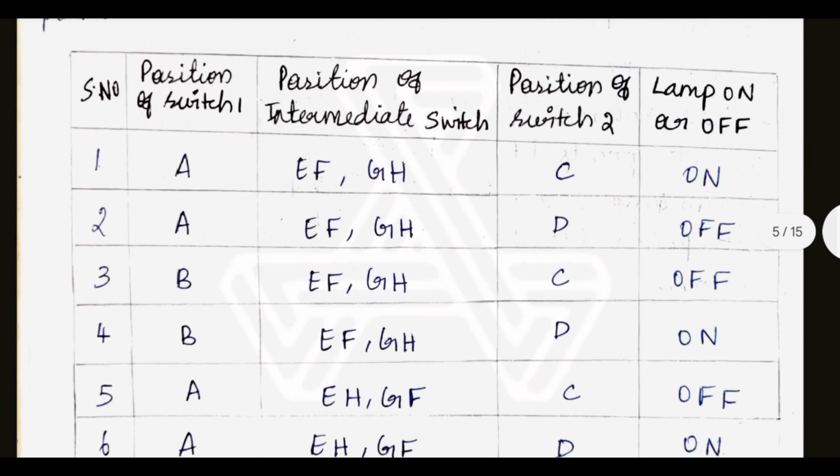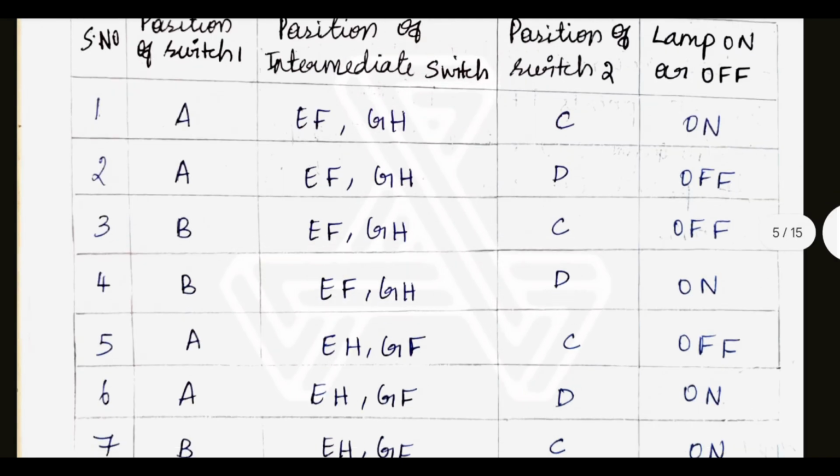There are 8 ways. Position of intermediate switch, whether it is straight connection or cross connection. Position of switch 1, position of intermediate switch, position of switch 2, lamp on or off. Yes, it is on, off, on, off.